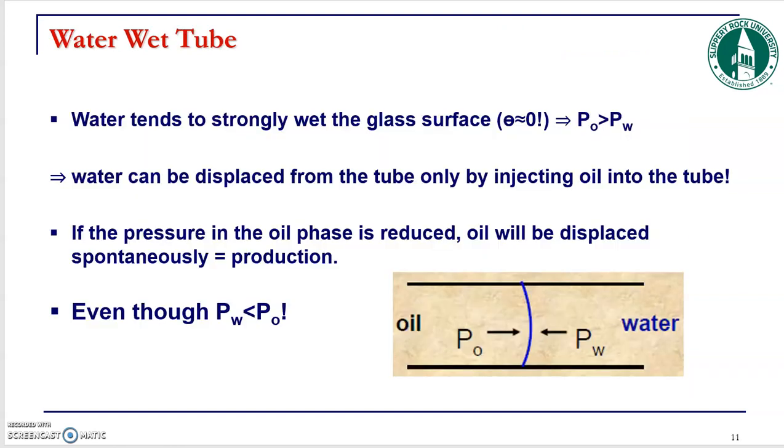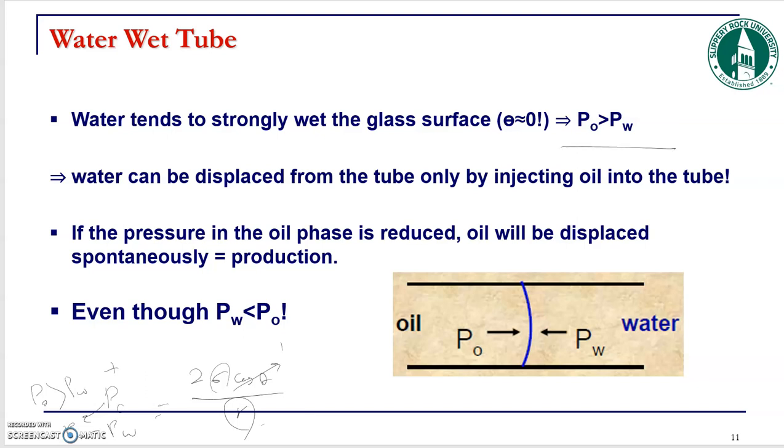So if you have a water-wet tube, which we did an example on, water tries to wet the surface. The contact angle would be close to 0, and since the contact angle is close to 0, then 2σ cosθ over R, cosθ is almost 1, and this is a positive number, so your capillary pressure is positive. Therefore, the pressure of the oil is greater than the pressure of water, because capillary pressure is defined as Po minus Pw. So this is what we are talking about here.